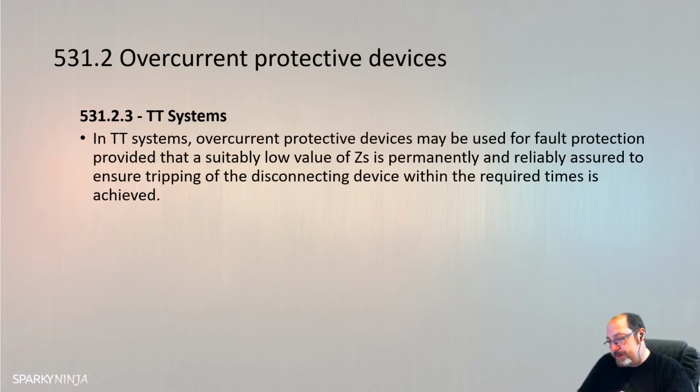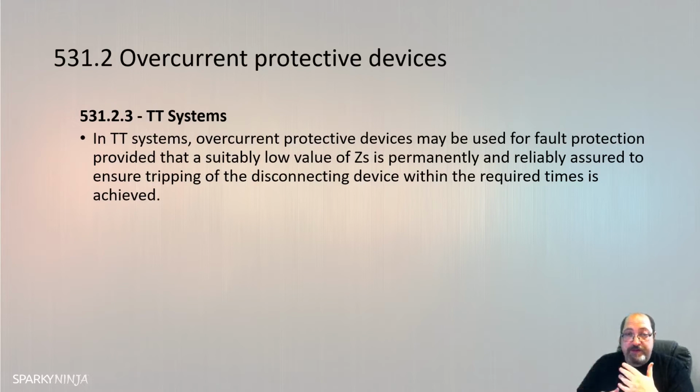TT systems. Overcurrent devices may be used for fault protection provided that a suitably low value of ZS is permanently and reliably assured, so that in case of a fault, tripping of the overcurrent protective device in compliance with the required disconnection times is achieved. So what this is saying is, whilst we know that with a TN system where we have that low impedance we should achieve the high fault current for the quick disconnection, we can also use an overcurrent device for the same practice and same principles with a TT system if we can verify that the ZS at the point of fault or point of circuit fault is low enough for the same requirements.